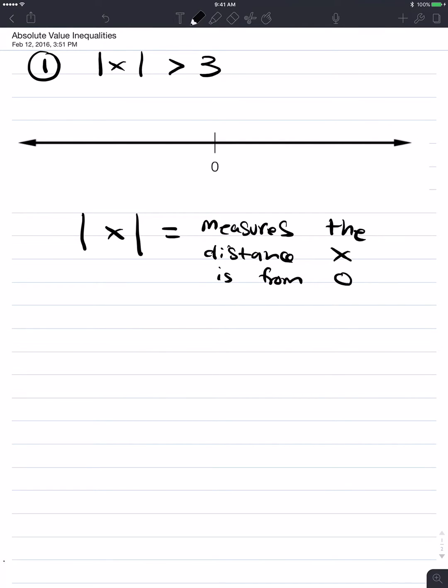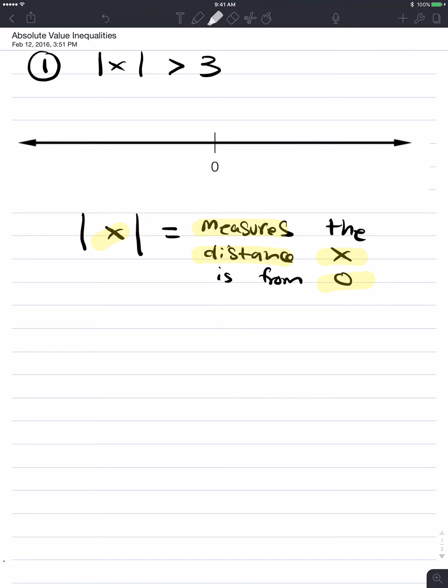Absolute value inequality solutions. This is an absolute value inequality. We're trying to graph the absolute value of x being greater than 3. Now, we have to recall what the absolute value of a number actually means. The absolute value of an arbitrary number is the measure of the distance that the value is from 0.